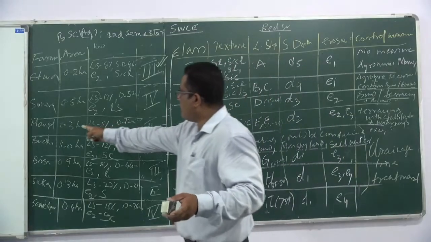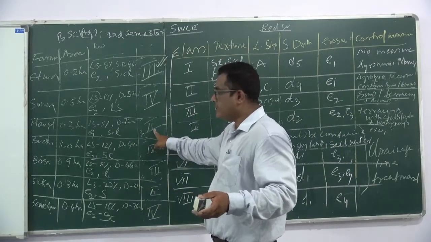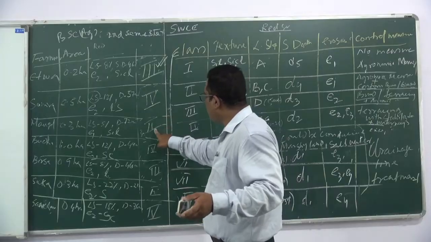Say in the case of Mangal's farm field, his land comes under class 2.